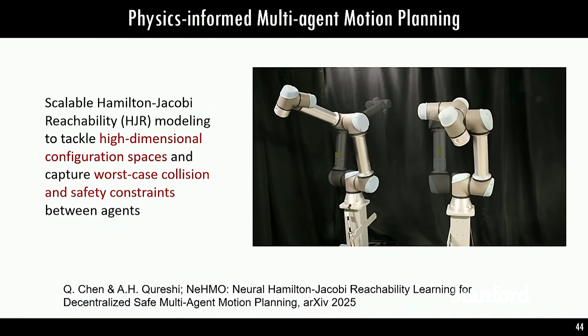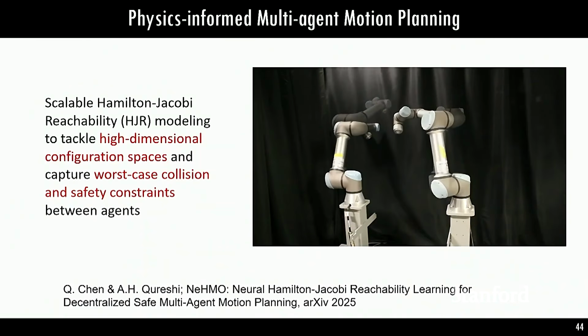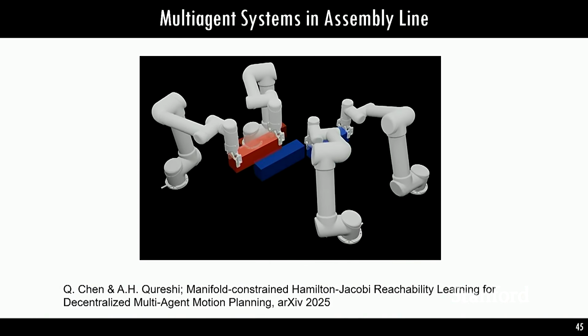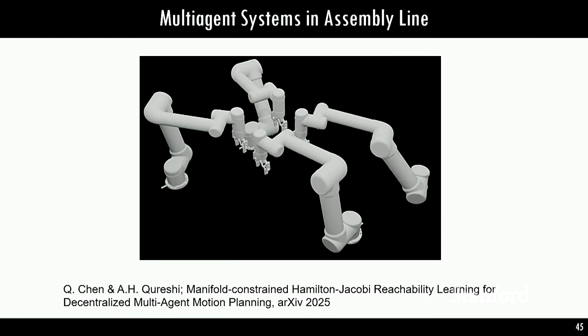And this is one of our works, where robots are trying to reach their target while reactively avoiding collision. We also scaled it to assembly line tasks where multiple robots are performing their tasks while avoiding collision. If you're interested, check out this work.